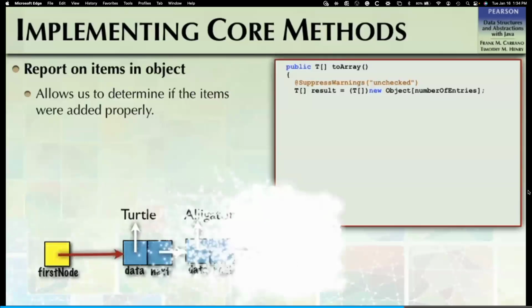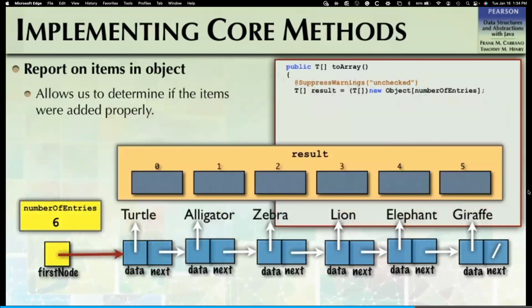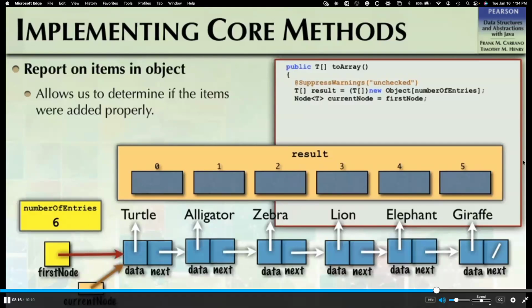First, we have the chain that represents the bag. The data field firstNode references the first node in the chain, and the data field numberOfEntries holds the number of nodes in the chain. We have the array result that was just created and has the same number of elements as our chain has nodes. As we iterate through the chain and copy items from the chain to the array, we need two local variables to track our position, one for each data structure. The variable currentNode is going to reference the node in the chain that we are currently examining.